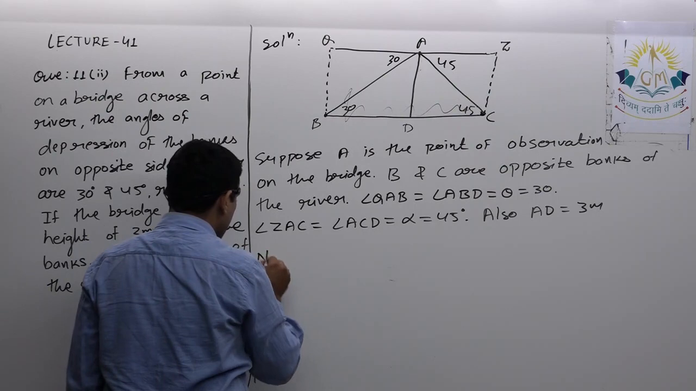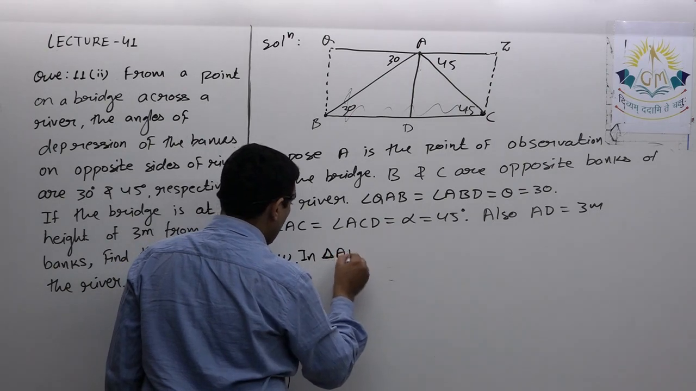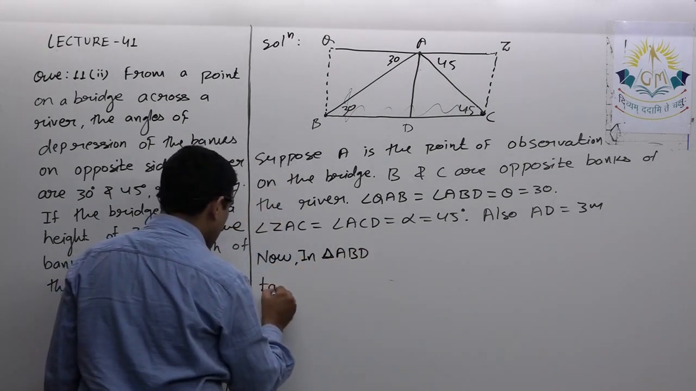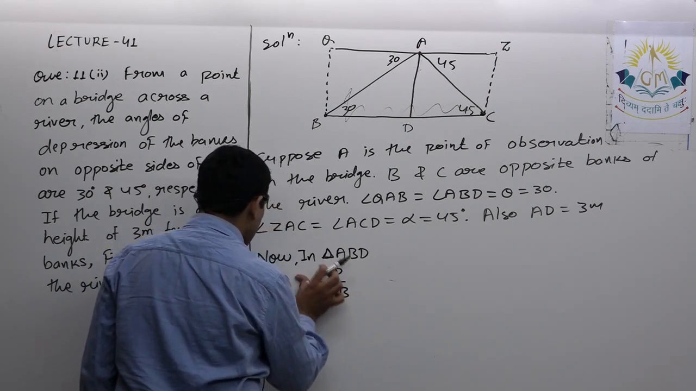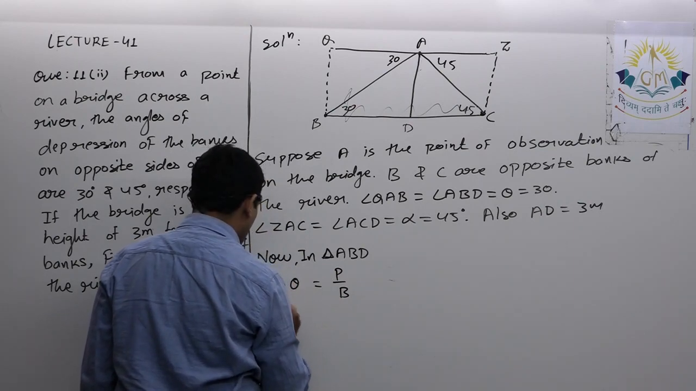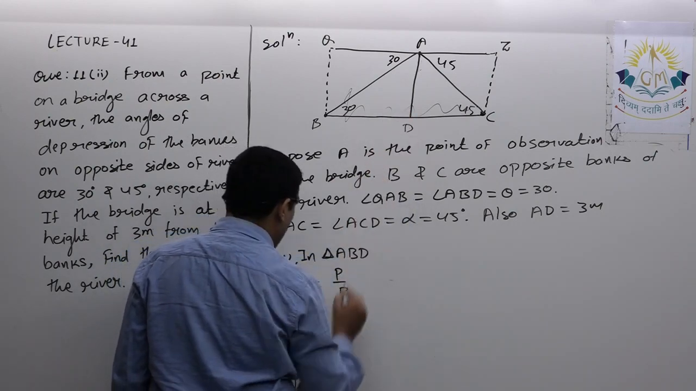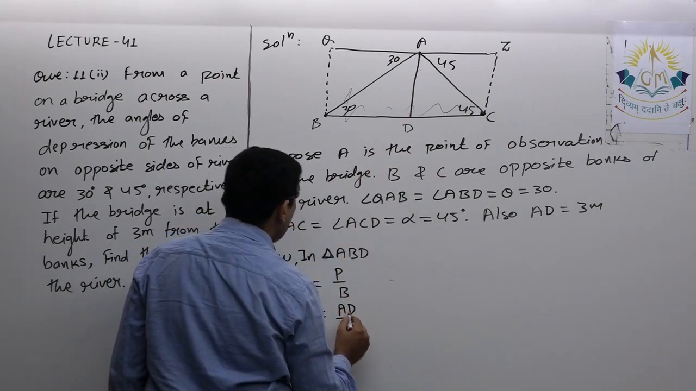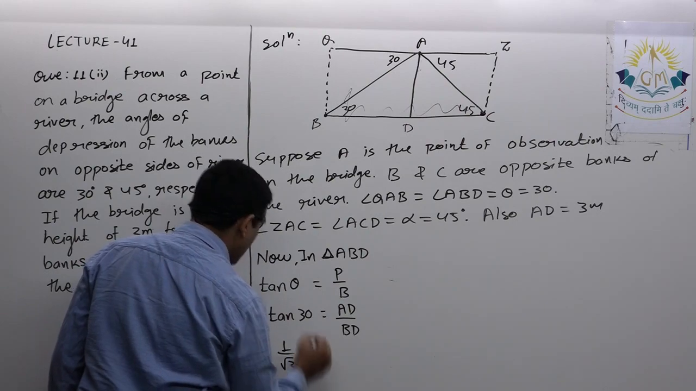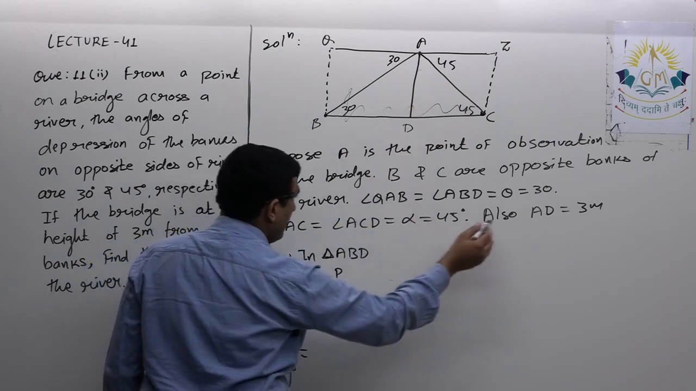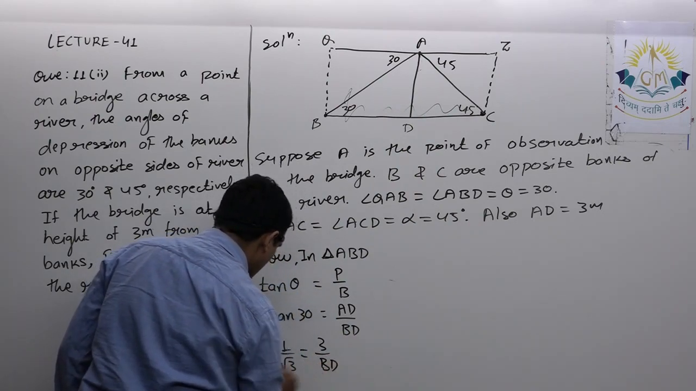Okay, so now in triangle ABD, tan 30 is equal to perpendicular upon base, or tan of theta is equal to perpendicular upon base. Therefore tan 30, now perpendicular is AD, base is BD. So 1 upon root 3 is equal to, now AD is 3, it is given AD is 3, so 3 upon BD. So this gives me length BD.